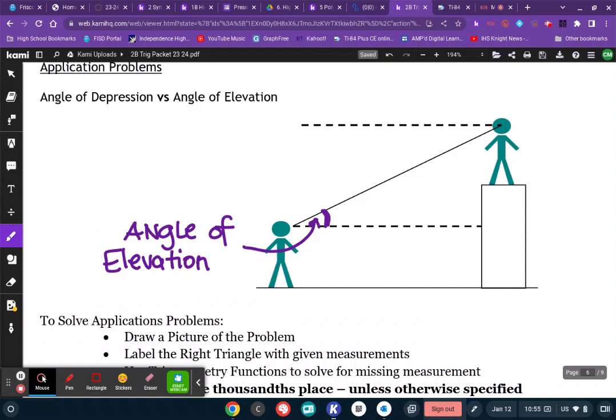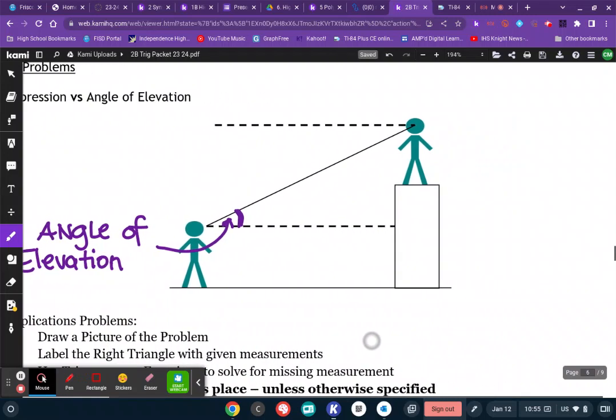And then conversely, if I were standing on top of the desk and I were looking down at the bottom of the trash can, then the angle exists from my line of sight, which would give me a line parallel to the ground, down to the bottom part of the trash can. So in this instance, this would be my angle of depression.